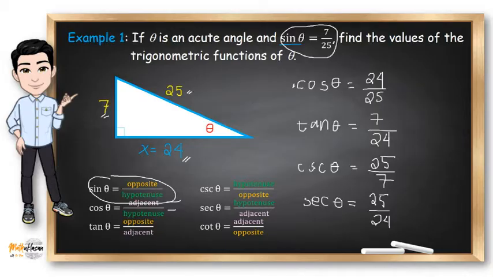And of course, the last but not the least is cotangent theta. So cotangent theta, again, ang partner nito yung tangent. So baliktarin nyo lang yung 24 tsaka yung 7. You'll get 24 over 7. That's it. And these are now the 6 trigonometric functions for the given.